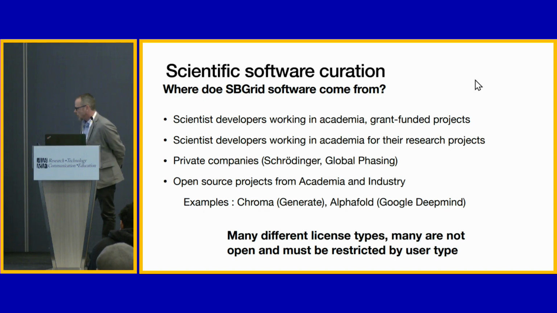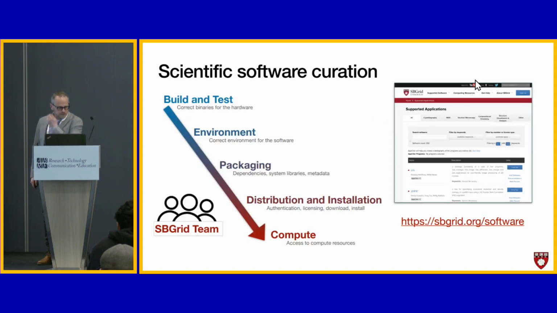So we have many different types of software license types. Many are not open. Some have to be restricted. So we have to manage all of this. So this is what the workflow looks like. We build and test the software. We make the environment. We package it up. We have to include all the dependency system libraries and metadata. We actually do the distribution. And then we're building some tools to give access to compute resources that I'll talk about here at the end.